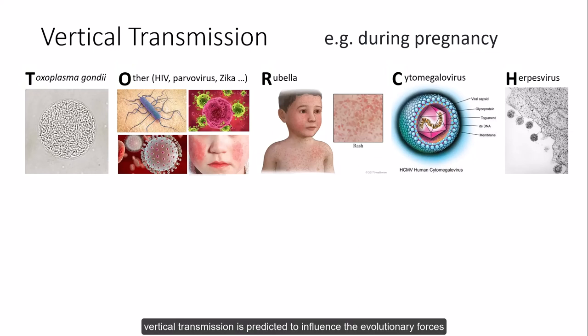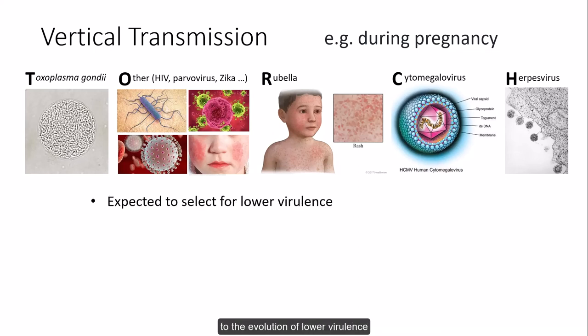Vertical transmission is predicted to influence the evolutionary forces that shape the virulence of an infectious disease. By virulence, I mean the negative effects of infection experienced by a host. Generally speaking, the ability to transmit vertically is expected to align the interests of a pathogen and its host, and ultimately lead to the evolution of lower virulence.